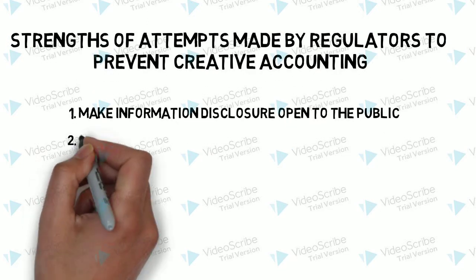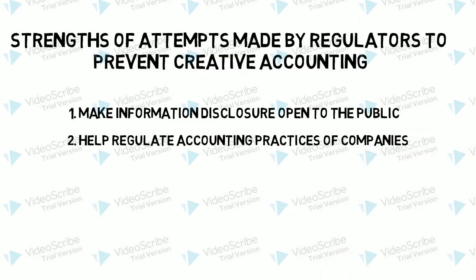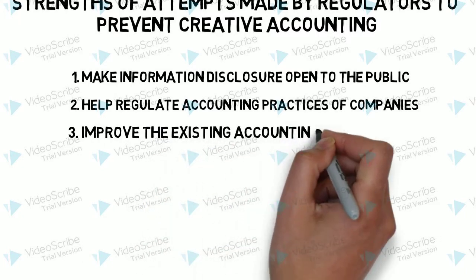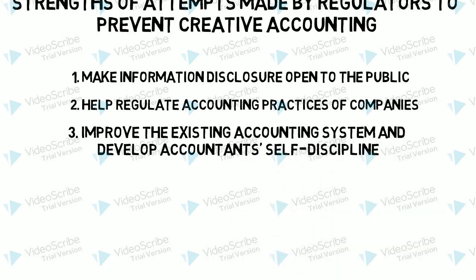Second, strictly preventing creative accounting by regulators can regulate accounting practices of companies. Strong and enforceable penalties on companies that apply creative accounting can help accounting turn objective, scientific, and fair. Third, it can improve the existing accounting system and develop accountants' self-discipline. The accounting data presented should reflect the company's real and fair business conditions. This is accountants' professional and ethical duty. Improving the quality of information disclosure and reducing the level of negative creative accounting depend on the high self-discipline of accountants.